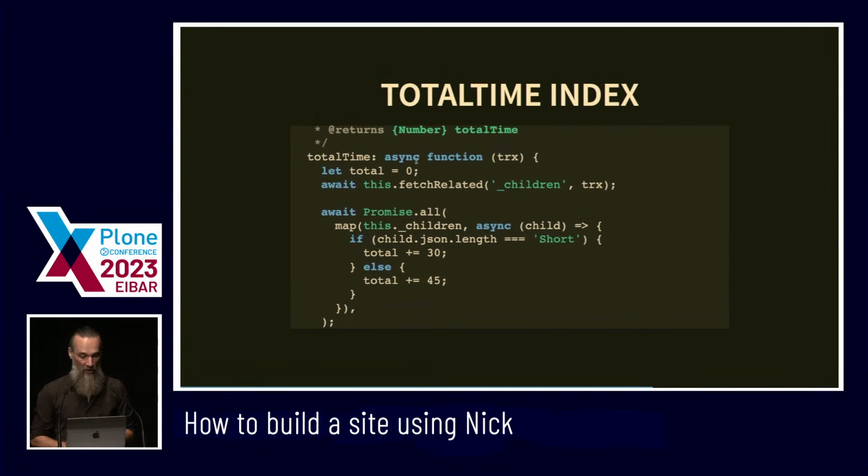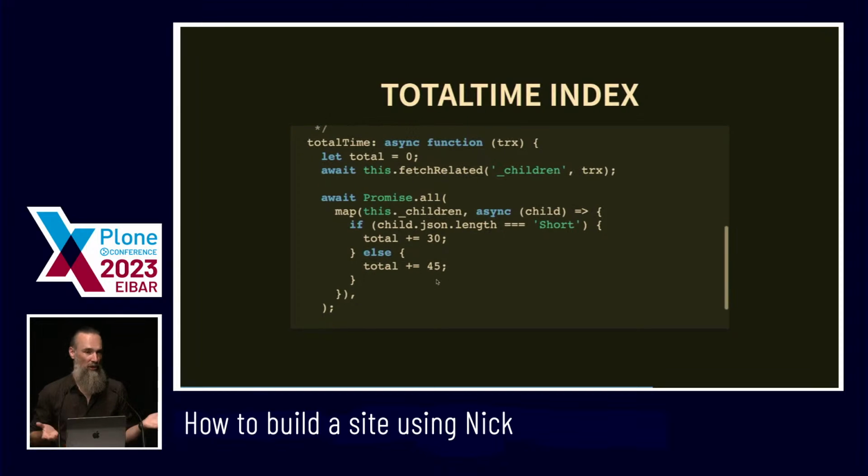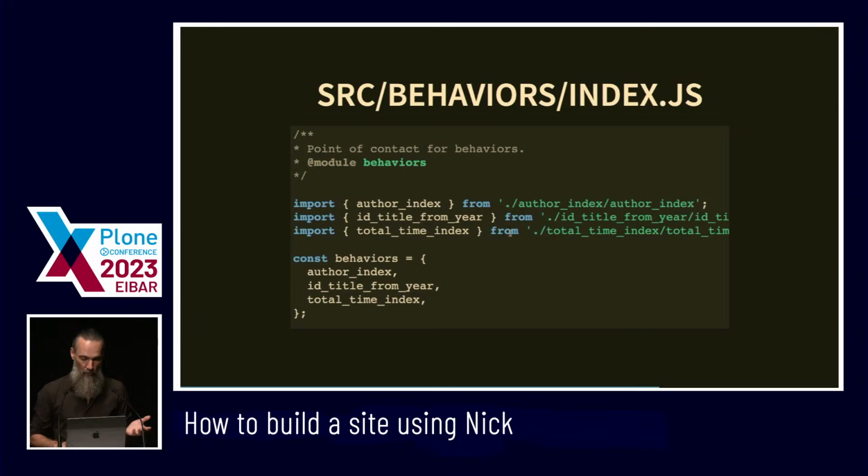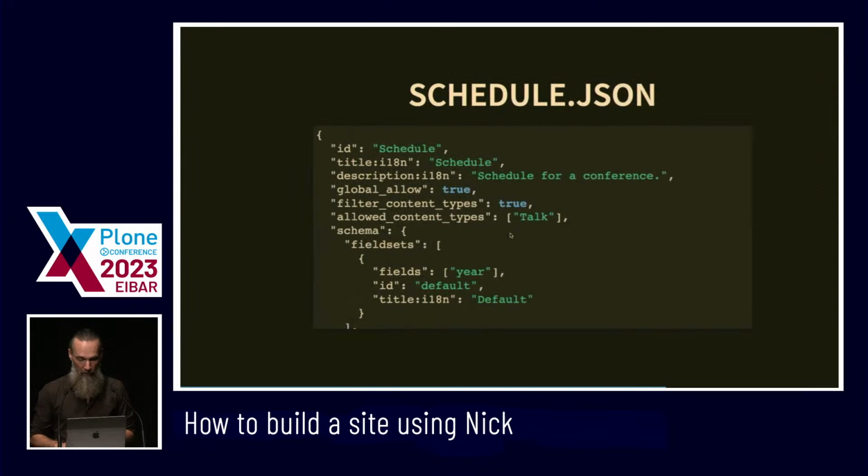What it does is it will fetch all the children. It will loop over all the children. It will check if the talk is short or long. If it's short, it will add 32 minutes to it. If it's a long talk, then it will add 45 minutes, and it will return the value, which is indexed in the catalog in this case. This should also be exported in the index file.